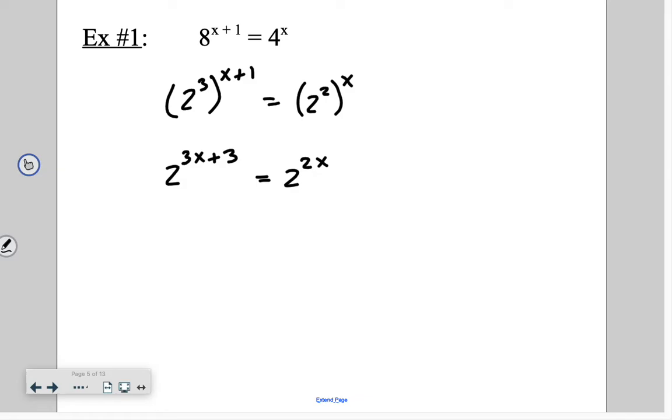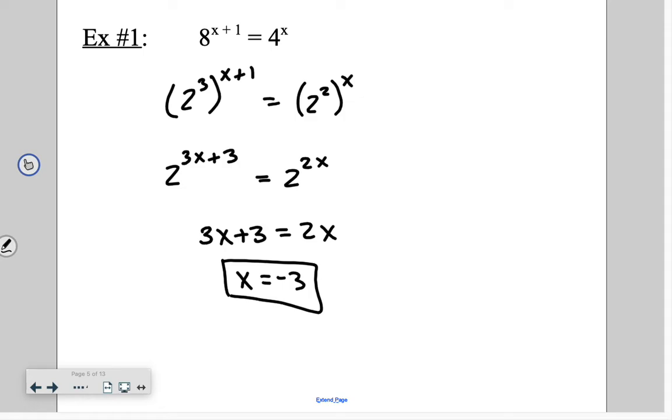And we said yesterday, if the bases are the same, then now you just need to worry about getting the exponents equal. So now I can just focus on 3x plus 3, which has to equal 2x. And now we're right back to Algebra 1. Solve for x. Subtract the 2x over, I get x. Subtract the 3 to the other side, we get x equal to negative 3. And there's your answer.